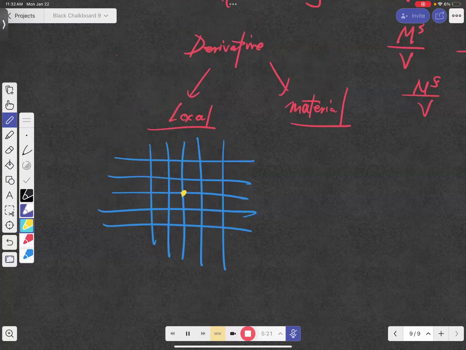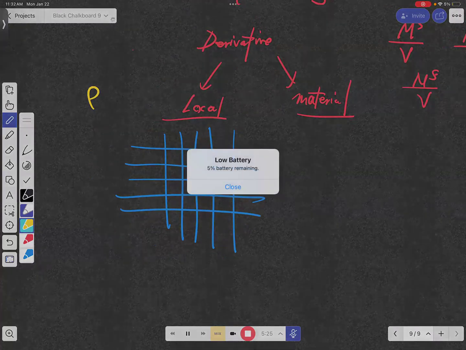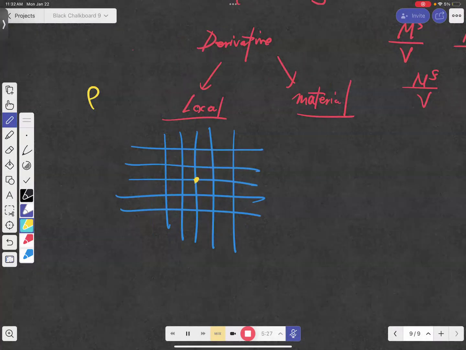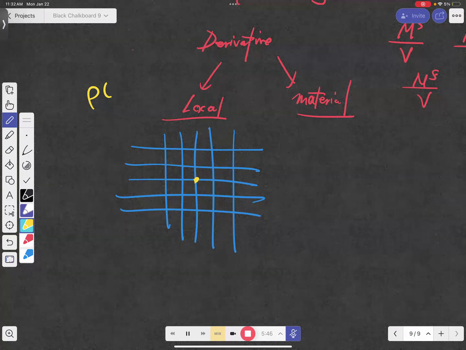Now, if you think about it in terms of the density, I would define the density as something that I think my computer is going to die on. Oh yeah, that's the benefit of not projecting. Now I can actually charge my computer.